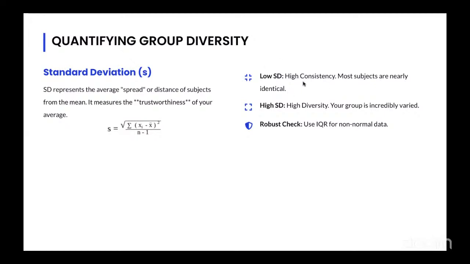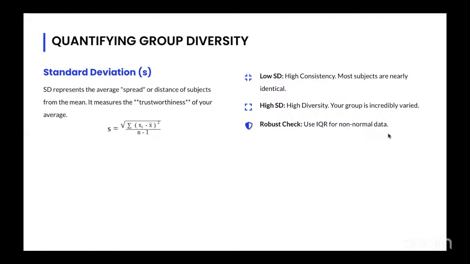A low standard deviation means that you're highly consistent and most of your subjects are nearly identical. A high standard deviation means high diversity, so your group is incredibly varied. As a robust check, use IQR for non-normal data.